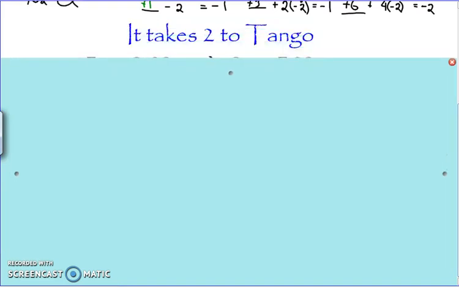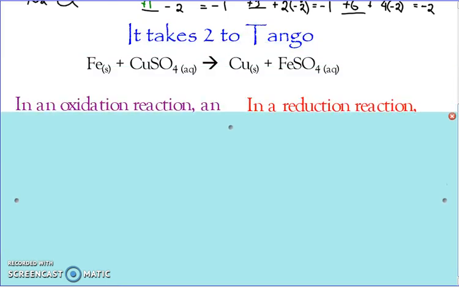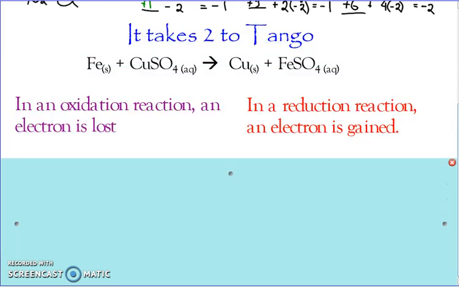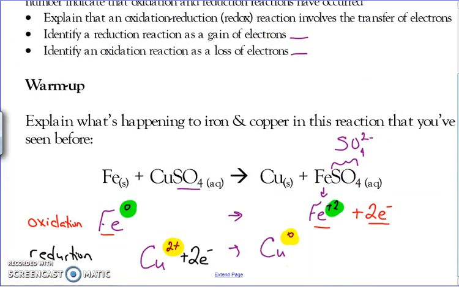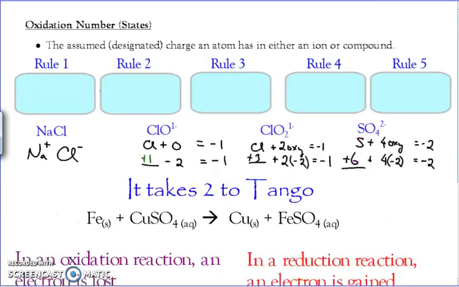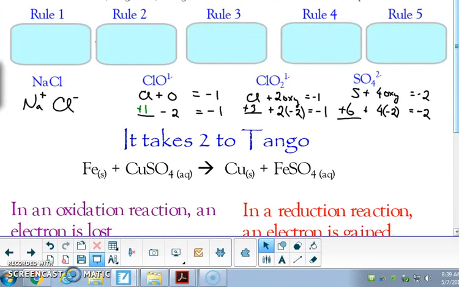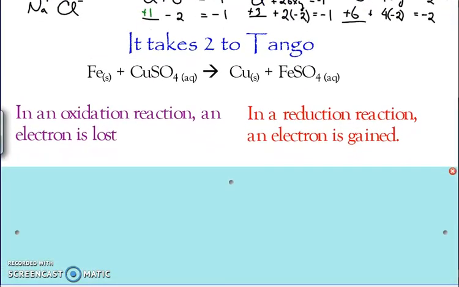It says it takes 2 to tango. What that means is you must have an oxidation at the same time you have a reduction. We did this one earlier. When we looked at this earlier, we saw that iron's oxidation number goes from 0 to plus 2. That is being oxidized. Copper goes from plus 2 to 0. You can't have one without the other. In order to have one thing, you must have the other one.